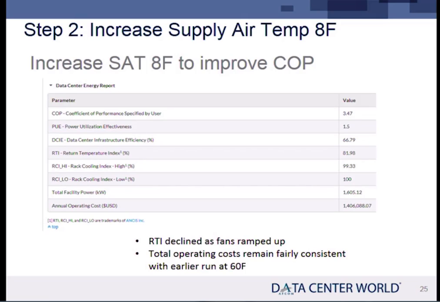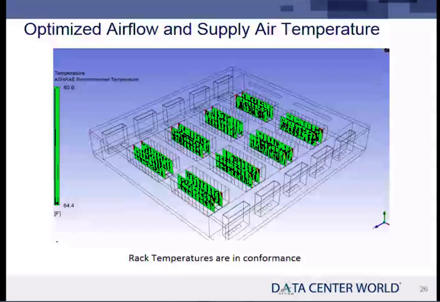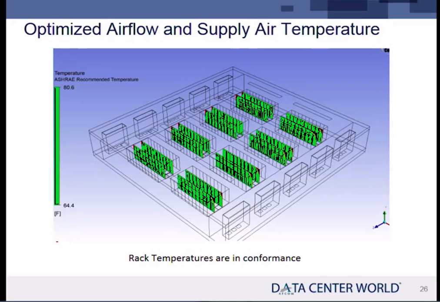But here we were able to increase supply air temp by 8 degrees, and the RTI began to go down a little bit because the fan started ramping up a little bit. So the total operating cost here remained about the same as the earlier run because the supply air temp went up, but the fans also ramped up and sort of counteracted that. But here's where we are. Racks are now all in conformance. They're within the specification. They're all green.